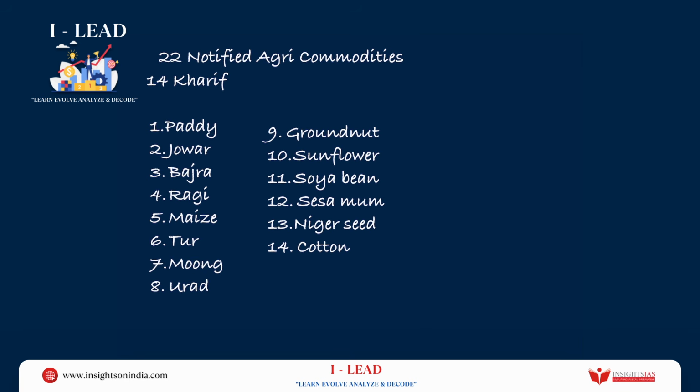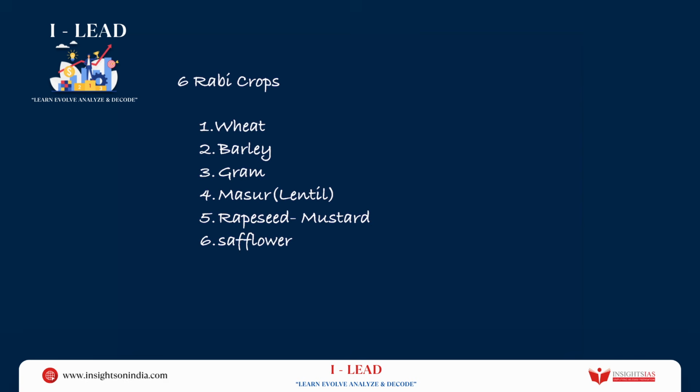But there are 22 notified agricultural commodities, no? So what about the others? See, there are 6 rabi crops. So 14 kharif crops, 6 rabi crops. What are these 6 rabi crops? The first one is wheat. Second one, barley. Third one is gram. Fourth one is masoor. Masoor basically means lentils, what we use generally in a sambar. And rapeseed. Rapeseed is basically mustard. And then the last one is safflower. So what is 14 plus 6? 14 plus 6 is 20.